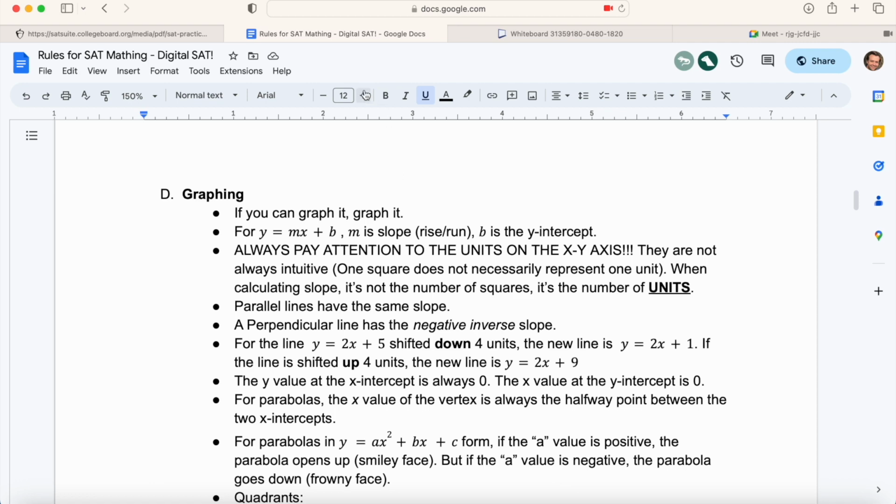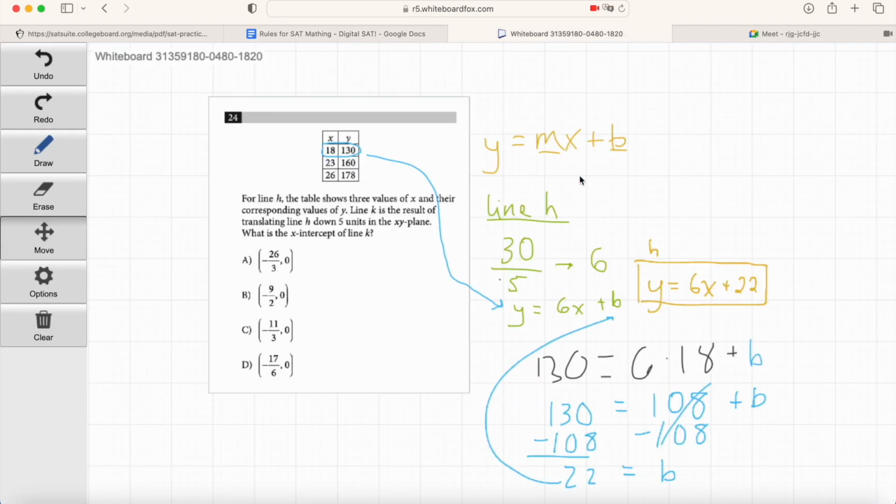Well, let's go back to the question. I think you see it now. If our current line is y equals 6x plus 22, and we're shifting that down 5 units, what's the new y-intercept for line K? 17. It's going to be 17, which is 22 minus 5. So here's the equation for line K. Y equals 6x, same slope, plus 17. That's line K. Does that make some sense?